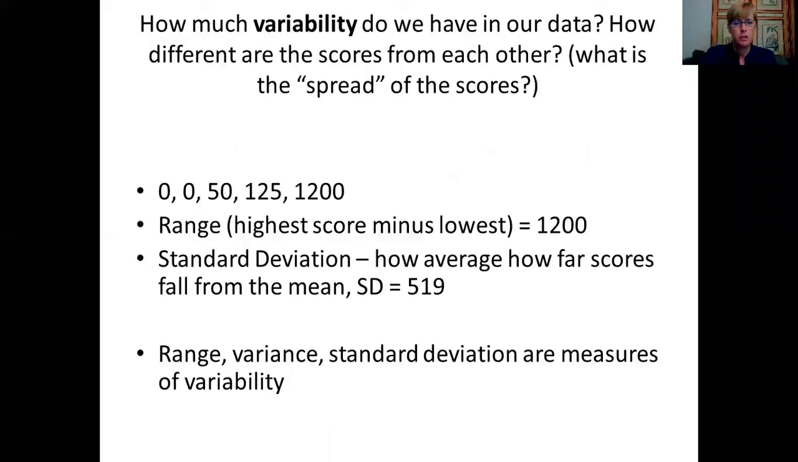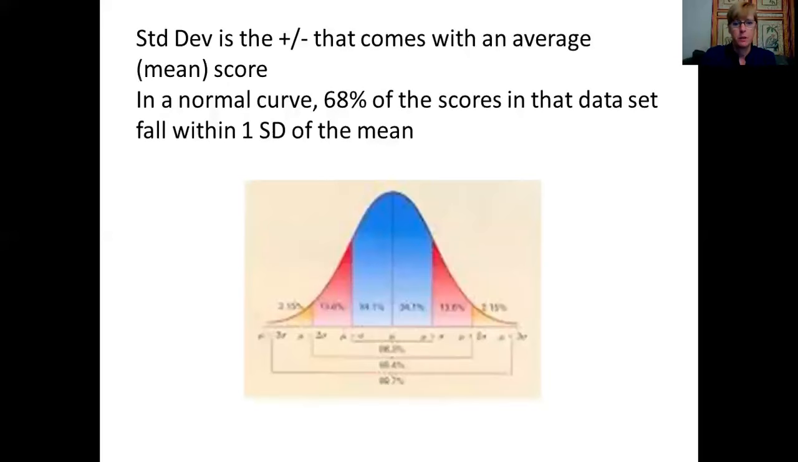Now, for this initial data set, the standard deviation for these 5 scores was $519. So we had an average for these 5 scores of $275 average income. And we go, plus or minus $519. Now, let's look at what that means. Look at this curve here.